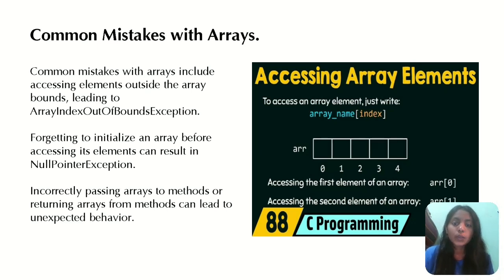Common mistakes with arrays. A common mistake with arrays includes accessing elements outside the array's bounds, leading to array index out of bounds exceptions. Forgetting to initialize an array before accessing its elements can result in a null pointer exception. Incorrectly passing arrays to methods or returning arrays from methods can lead to unexpected behavior.